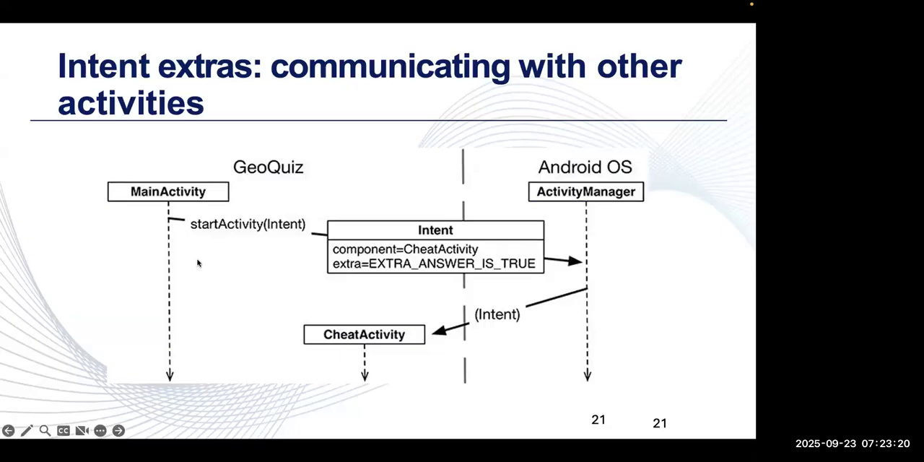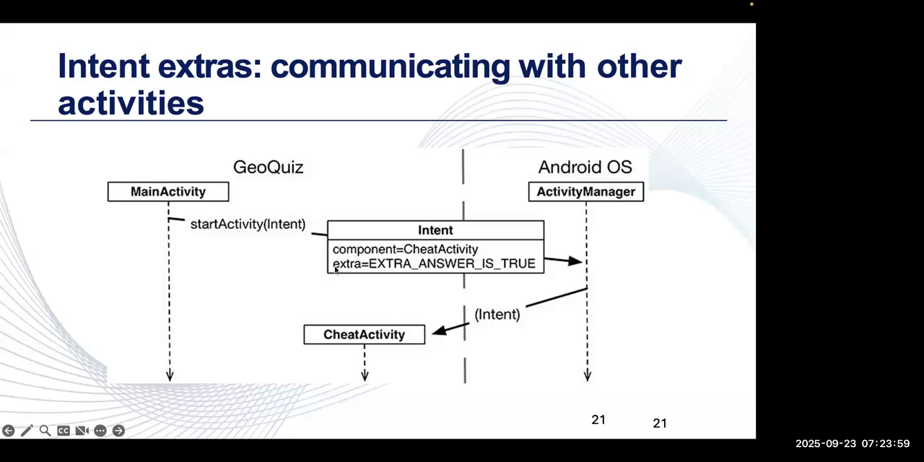Going back to talking about the GeoQuiz, we have the main activity, and the button was pressed to go into the cheat activity. So here we start the activity intent. Now the intent is carrying the key value pairs. First, the component is the cheat activity, right? To say go ahead, the cheat button was pressed, so go ahead and open that cheat activity class.